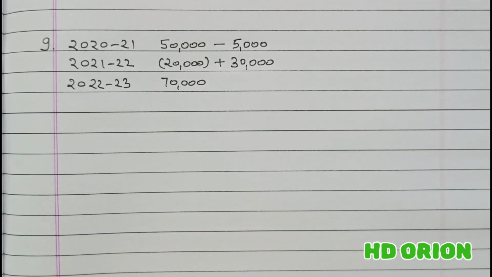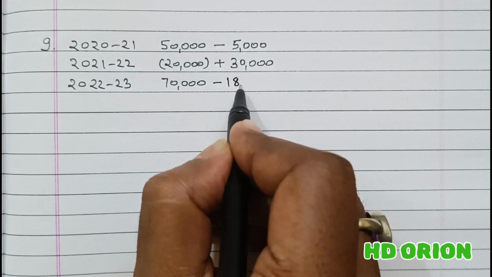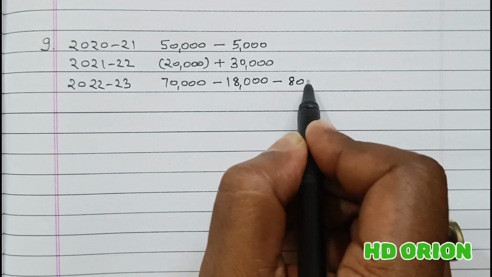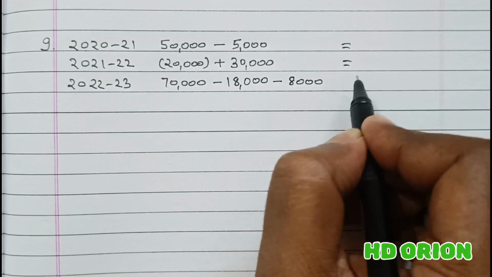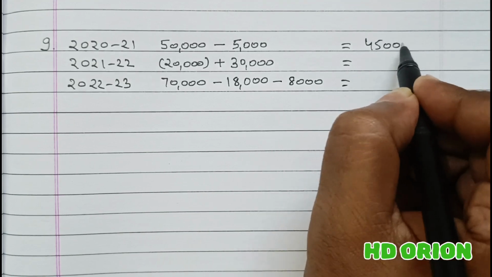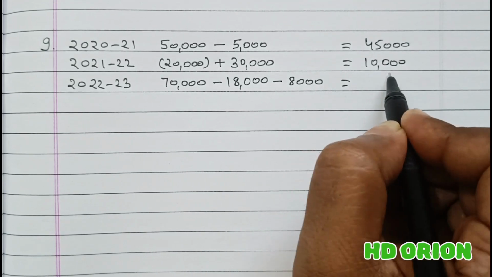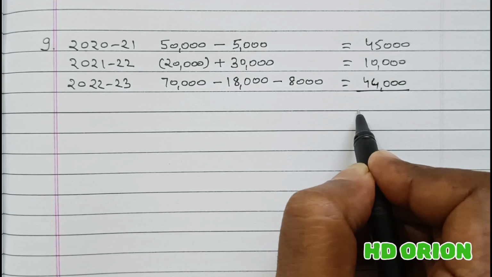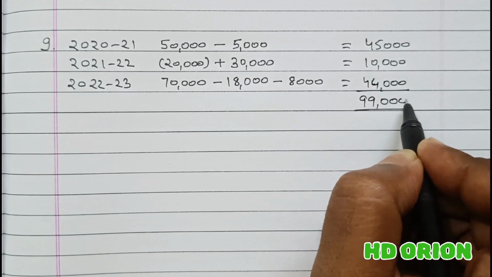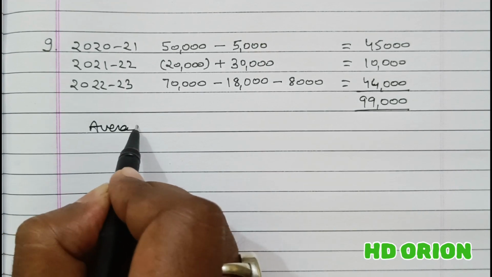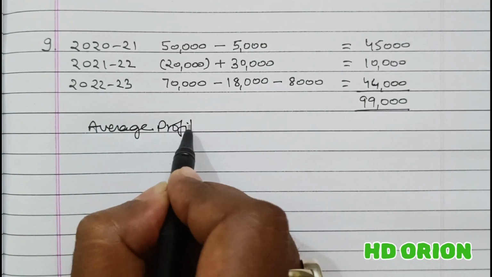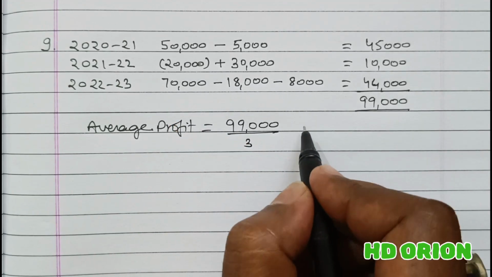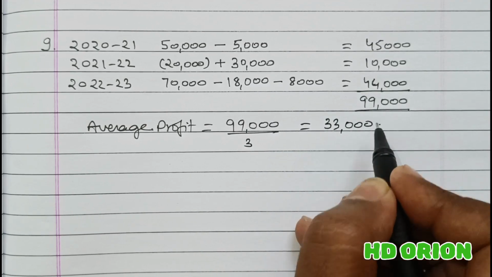which includes an insurance claim received. So it is an abnormal profit, we will eliminate it. And there is dividend on investments, so again we will eliminate rupees 8,000. Now whatever profit we get is the normal profits. In the first year it is 45,000, second year from loss it has turned to a profit of rupees 10,000, and third year is 44,000 rupees profit, grand total of which is rupees 99,000. Now average profit, 99,000 divided by 3, because 3 years are here, which is equal to rupees 33,000. Now goodwill.